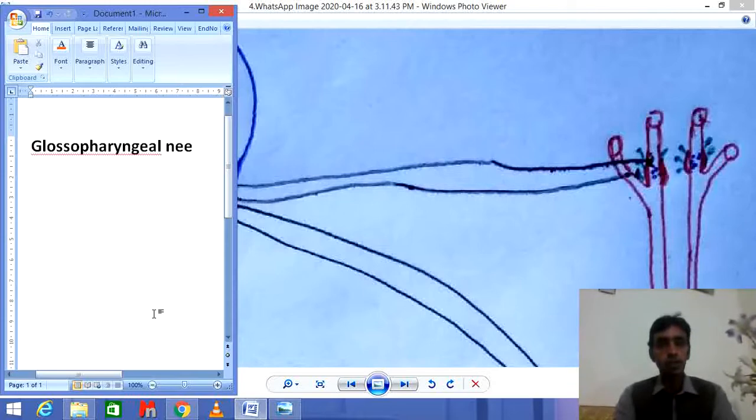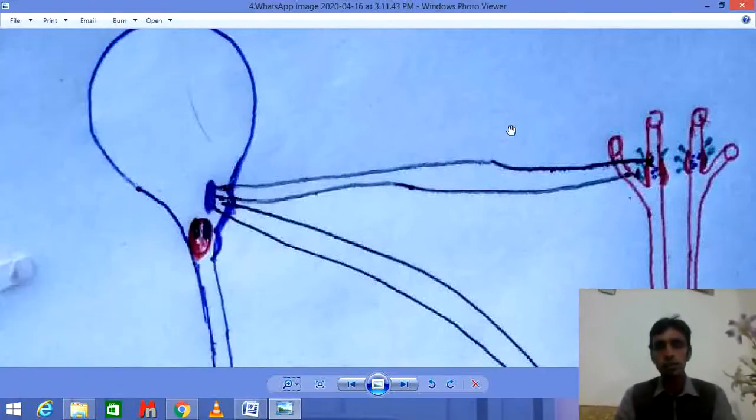Glossopharyngeal nerve. Nerve number 9. This is cranial nerve number 9. This nerve transmits the signal from the baroreceptors or chemoreceptors of the carotid bodies to the Tractus Solitarius.